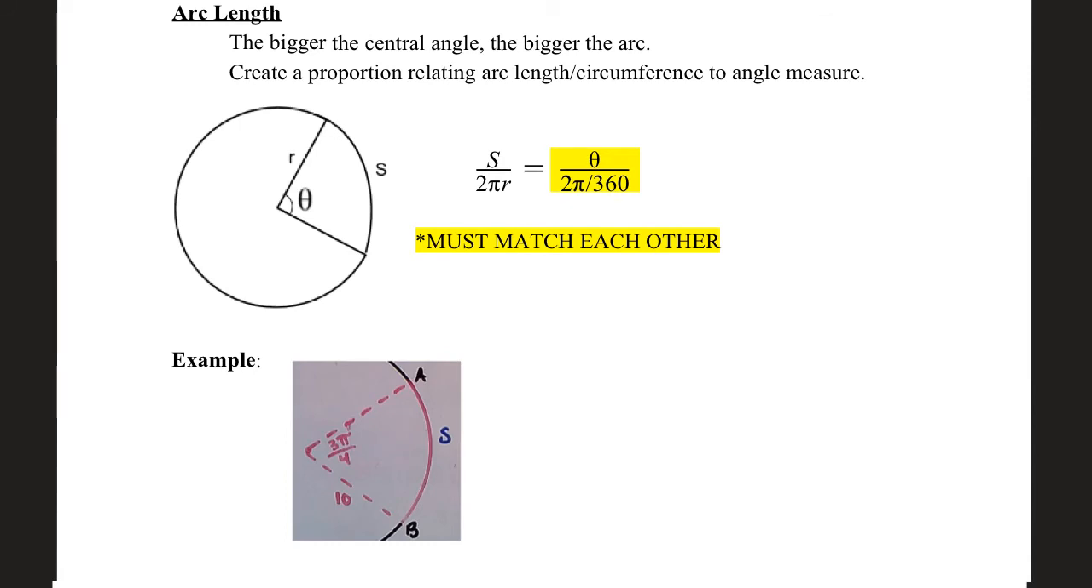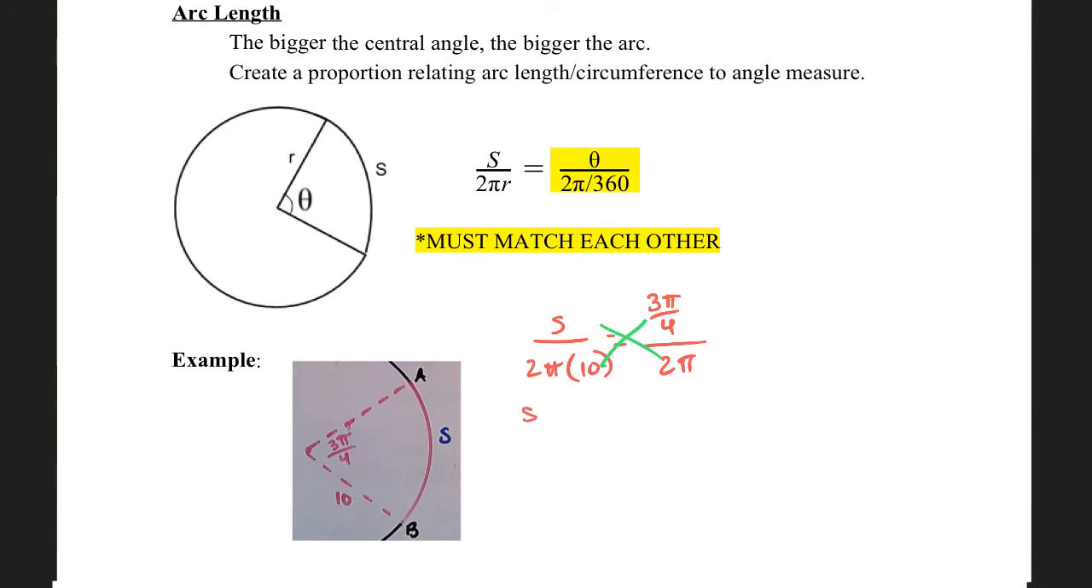So we have S over, and I want 2 times pi times my radius in here, which is 10, is equal to, and my theta in this one is 3 pi over 4. So I'm in radians, so I need to use 2 pi in the bottom down there. All right, so now my best suggestion is to cross multiply.